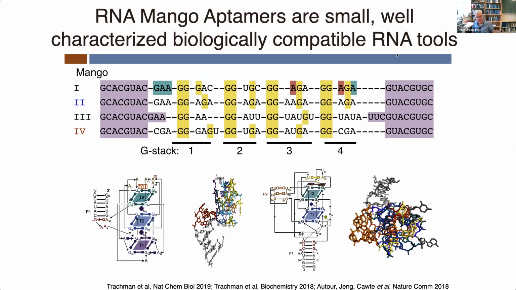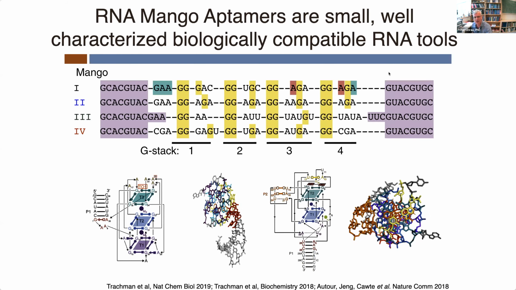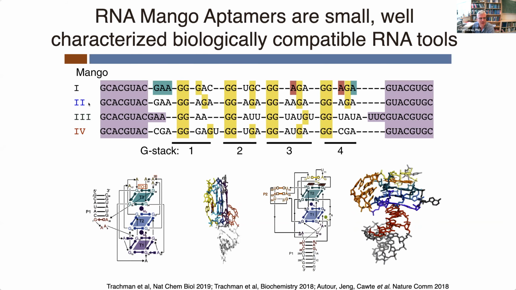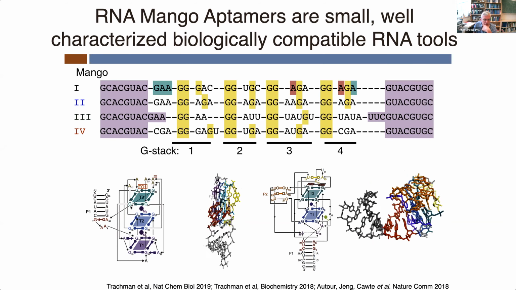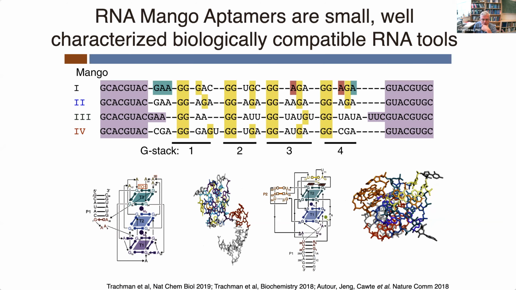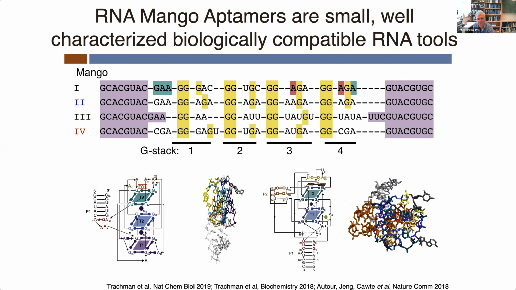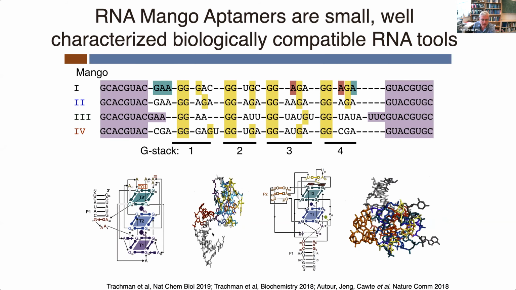Specifically for Mango aptamers, we have four main types, and in this talk I'm going to largely focus on Mango 2 and Mango 3. Together with Adrian Ferré-D'Amaré's lab, we have crystal structures of Mango 2, which is here, and Mango 3 on the right. And they have interesting differences.